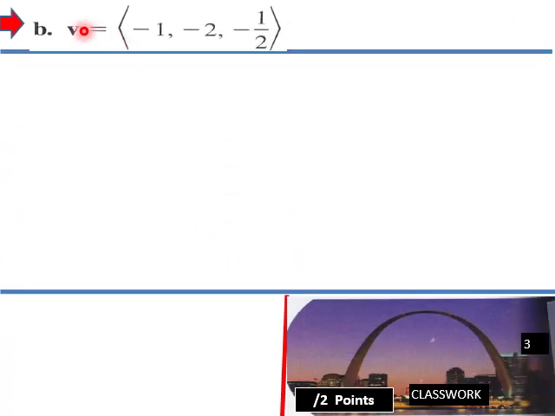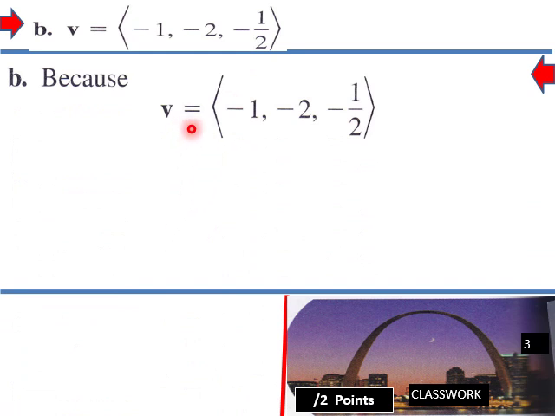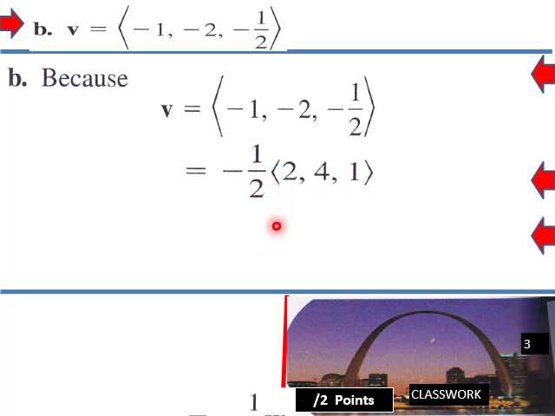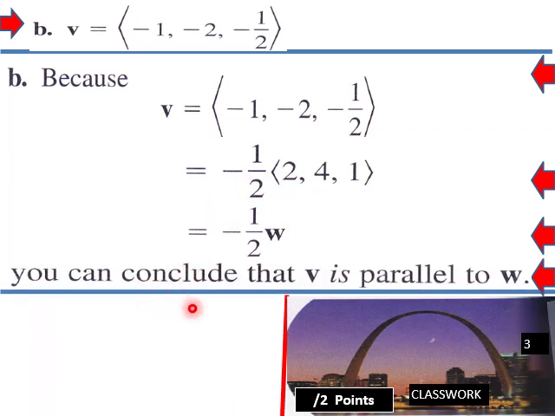Okay, now for the b example, v equals <-1, -2, -1/2>. By the way, if you take negative 1/2 of w, which is <2, 4, 1>, you will get this here. You will get v. If you take a negative 1/2 of w, you will get the same component form of a vector. So therefore, you can conclude that v is parallel to w.